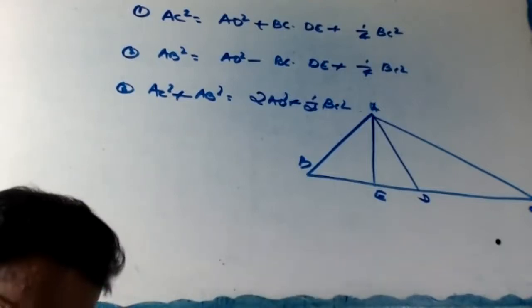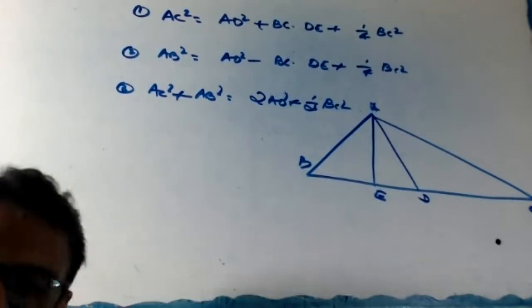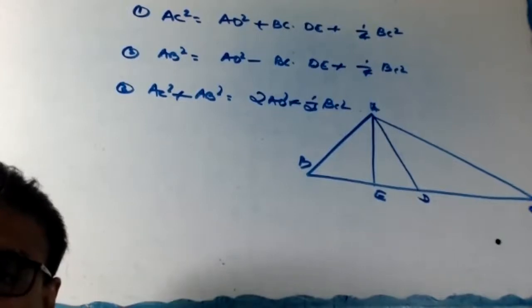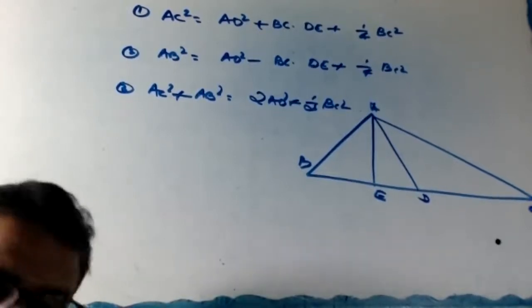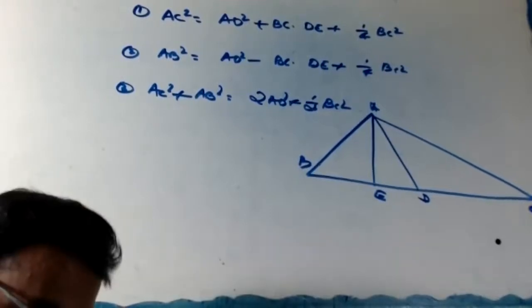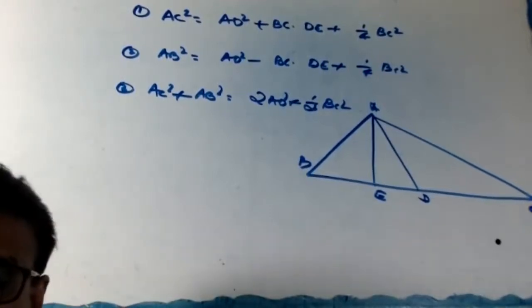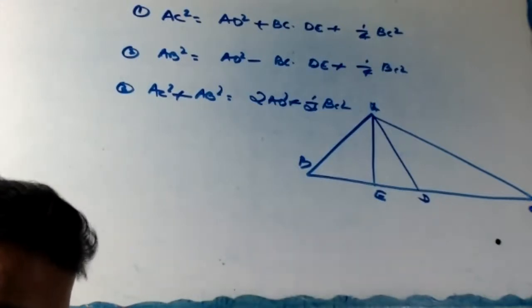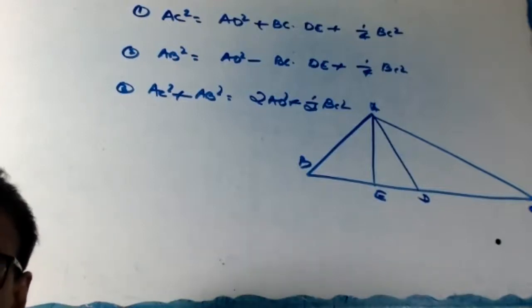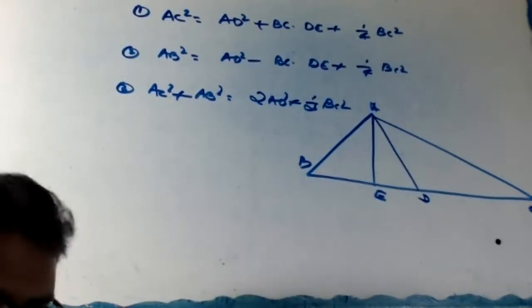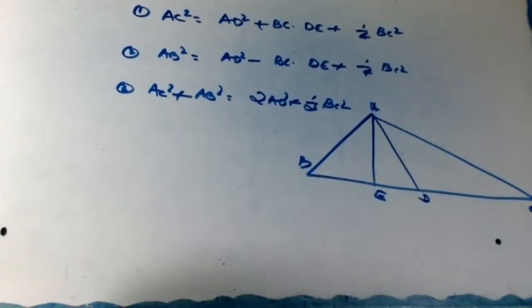AC square equals AD square plus BC into DE plus 1 by 4 BC square. And then AB square equals AD square minus BC into DE plus 1 by 4 BC square. Next, AB square plus AC square equals 2AD square plus 1 by 2 BC square. Okay, you try now.